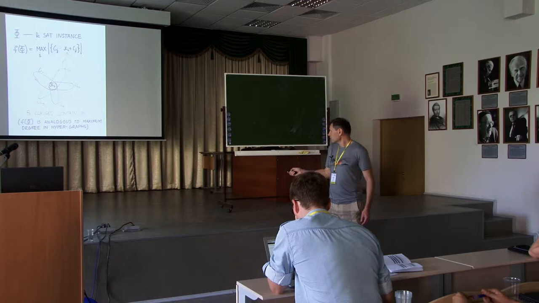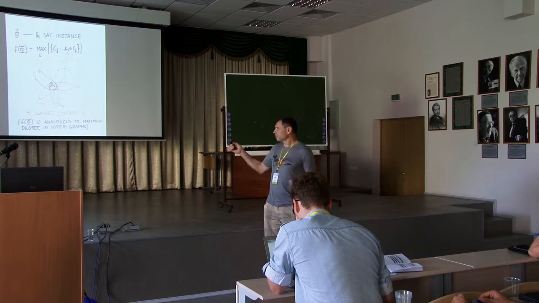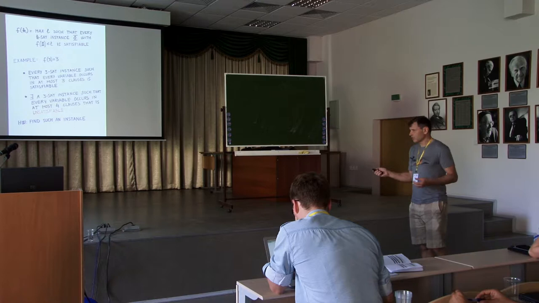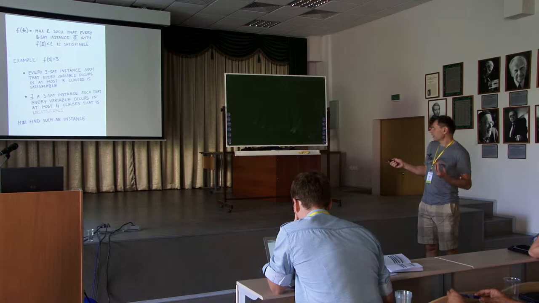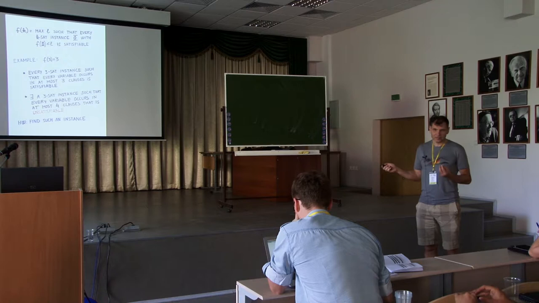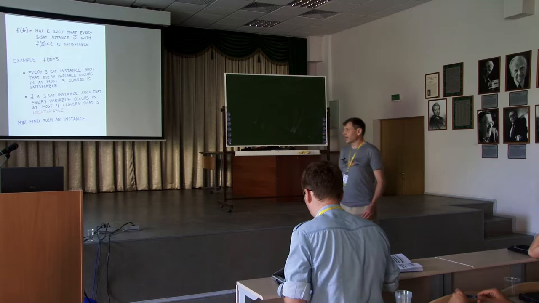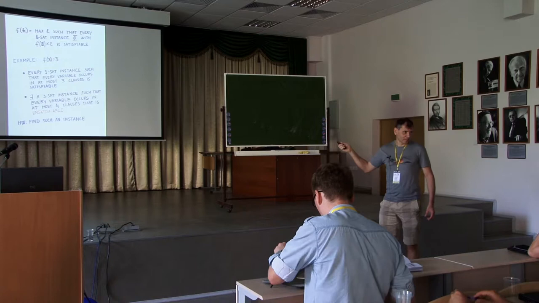What we are interested in: if f of phi is really small, for instance 1, then the formula is clearly satisfiable. So we are interested in the largest f such that we can still conclude that the formula is satisfiable. That is, what is the maximum L such that if f of phi is L, then the formula is still satisfiable. We have also talked about this.